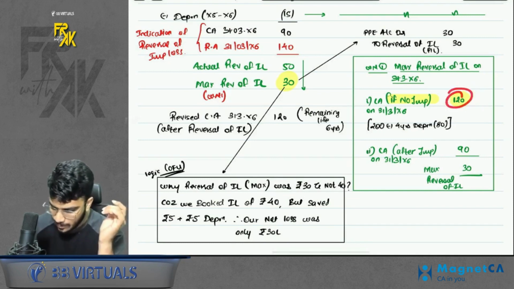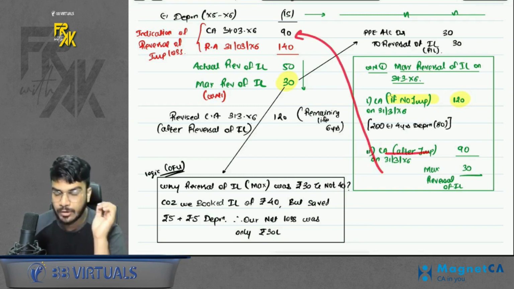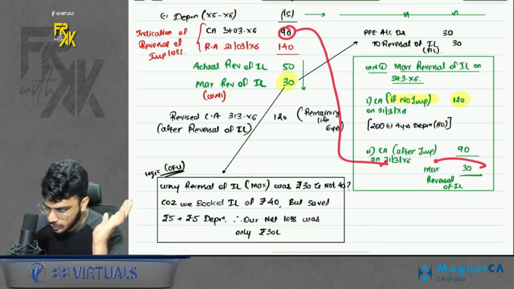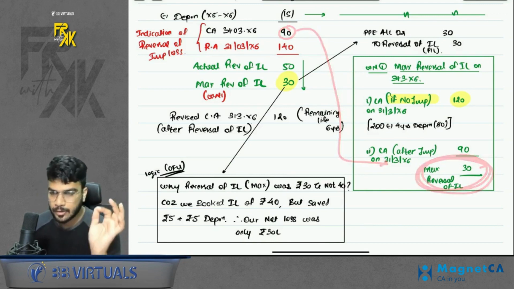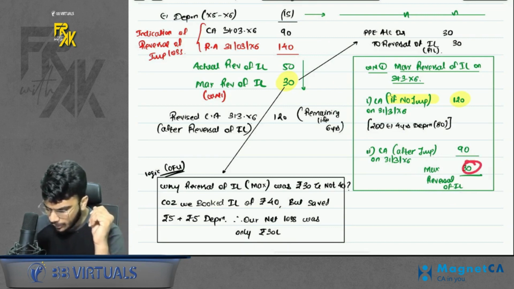Just compare this carrying amount with the second amount, that is the carrying amount today. In reality, what is the carrying amount after impairment today? That is 90. Take this value here. So you will get the maximum reversal of 30. You can only reverse this much. Sir, why is it not 40 and why 30?